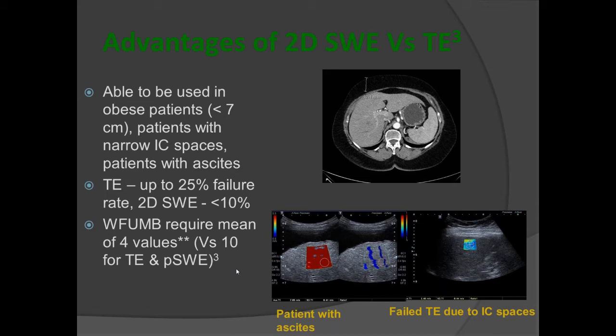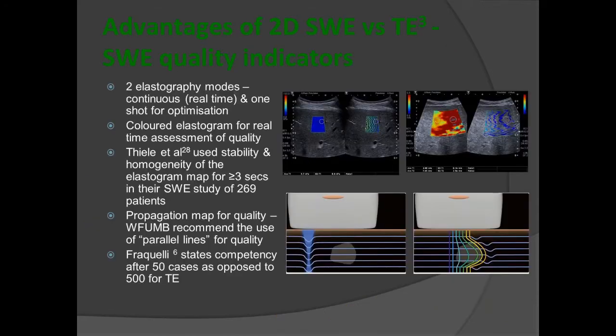With the Fibroscan as well, you need to get 10 recordings and the machine automatically generates them, and even with 2D point shear wave, you need 10 recordings, whereas the World Federation have said that with 2D shear wave, you only need the mean of 4 values. And in fact, recently they've come out with a new guideline that hasn't been published yet, unfortunately, where they are recommending that you can do the median of 3 values, as long as your standard deviation is less than 20%.